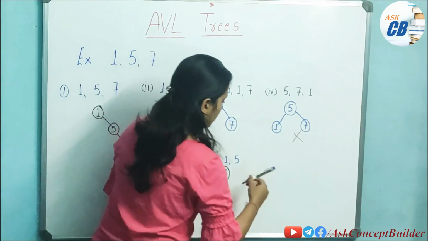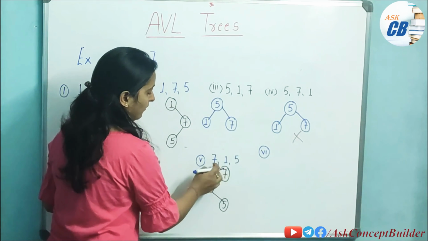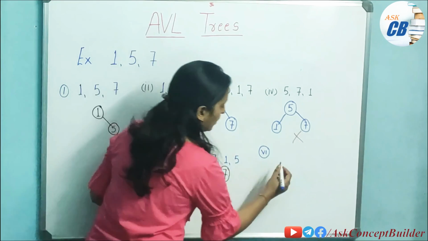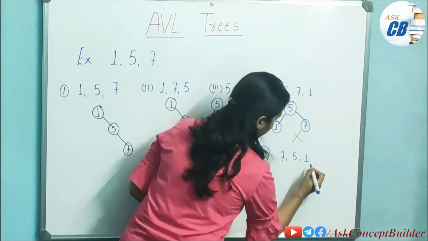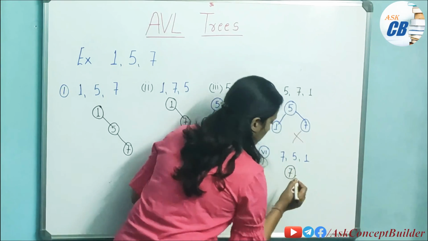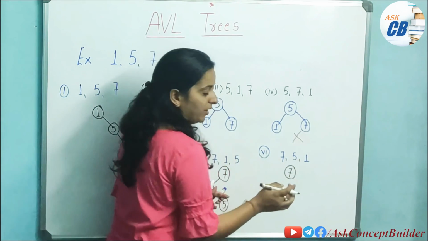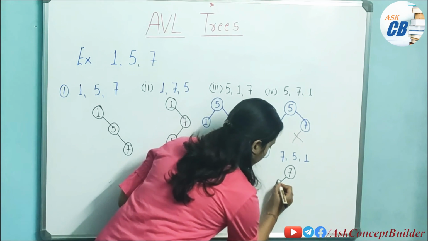And one more possibility is, if you will take the nodes in order, 7 1 5 I have taken, if I will take 7 5 1. Okay, 7 5 and 1. Okay, now see, 7 is your root node. Okay, now 5, where 5 is less than 7, so it will come to the left of 7.